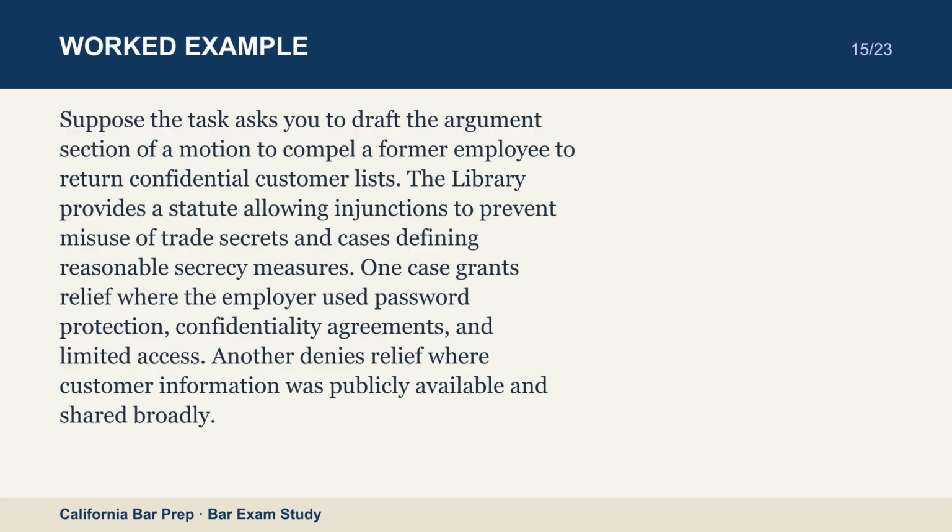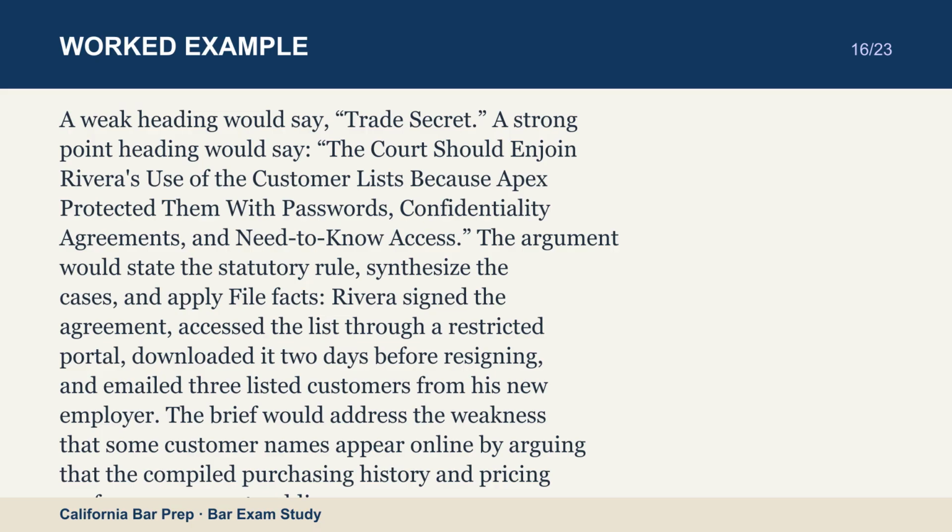A weak heading would say, trade secret. A strong point heading would say, the court should enjoin Rivera's use of the customer lists because Apex protected them with passwords, confidentiality agreements, and need-to-know access. The argument would state the statutory rule, synthesize the cases, and apply file facts. Rivera signed the agreement, accessed the list through a restricted portal, downloaded it 2 days before resigning, and emailed 3 listed customers from his new employer.